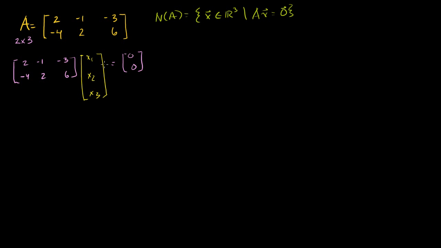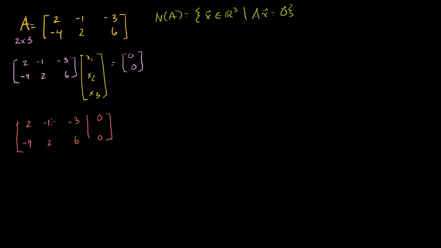And to solve what is essentially a system of equations, you get 2x1 minus x2 minus 3x3 is equal to 0, and so on and so forth. We can just set up an augmented matrix. So we can just set up this augmented matrix right here. 2, minus 1, minus 3, minus 4, 2, 6. And then augment it with what we're trying to set it equal to, to solve the system.